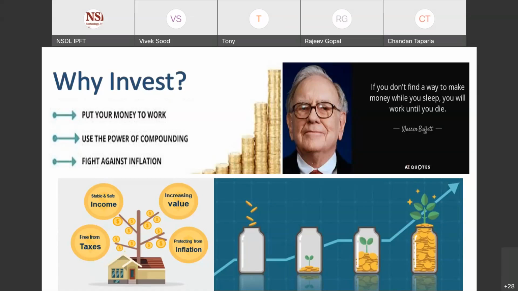I'm not only going to cover the different asset classes, I'll also talk about the outlook for the Indian market going forward, not only in 2022 but in 2023 and so on. Disclaimer: everything here is for educational and awareness purposes.